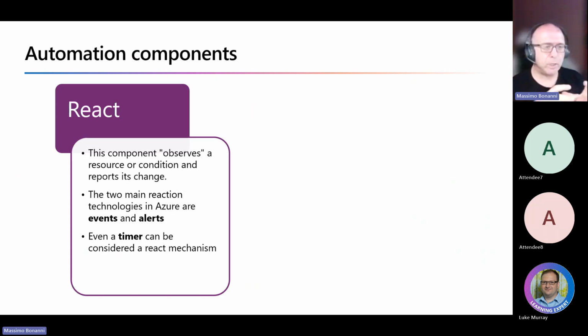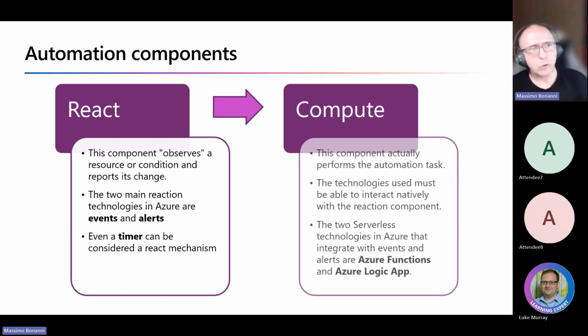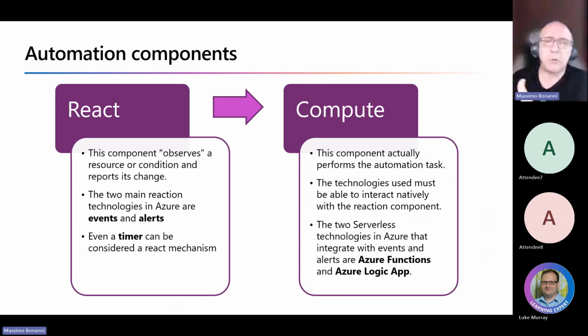And generally, in the second module, the second component, you have the compute part. So you need to understand that something happened and you need to do something. So you need a compute part to do something. And in this case, it's important to use the cheapest technology. Cheapest doesn't mean you don't spend anything. It means that you spend the right amount.